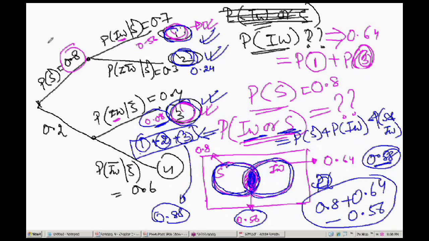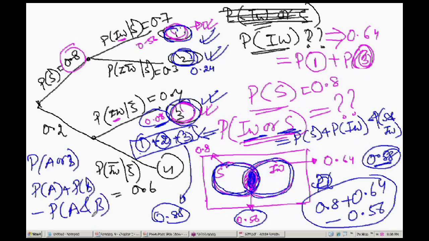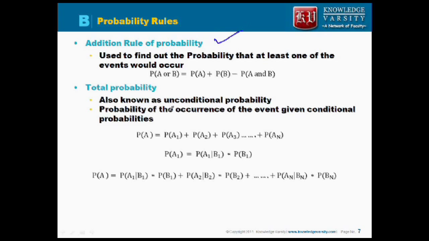So in case of two events, when we are asking about probability of A or B, it will be given as probability of A plus probability of B minus probability of A and B. Note that this formula is applicable for both conditional or independent events. For conditional events this will take a different form, for independent events this will take a different form, but this formula of A or B remains true for both cases. So the addition rule of probability we know.